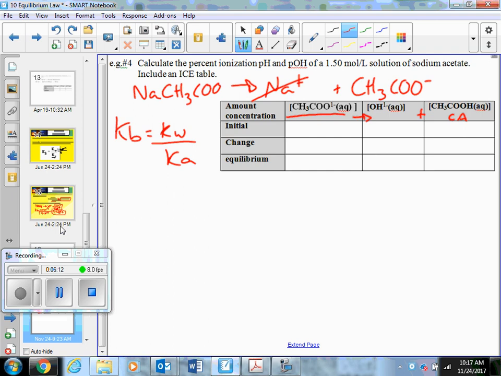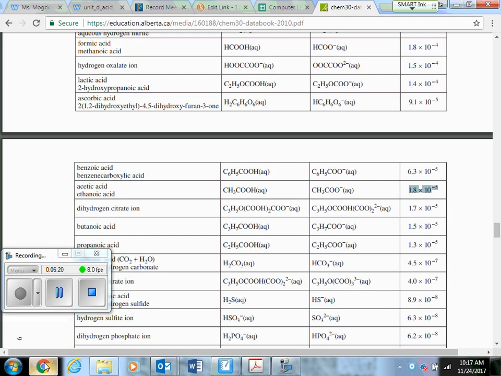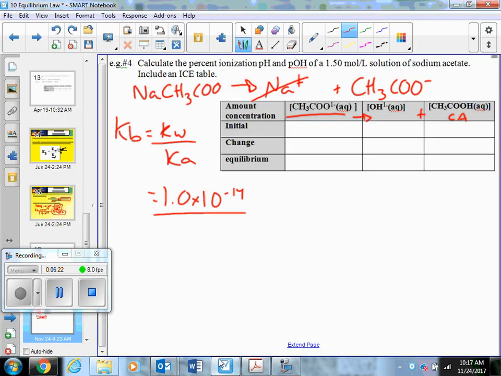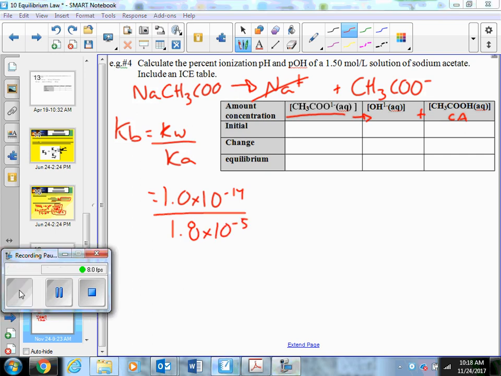So we have Kw is 1.0 times 10 to the minus 14 divided by the Ka value, which is 1.8 times 10 to the minus 5. So we get 5.56 times 10 to the minus 10. So here's our Kb value.